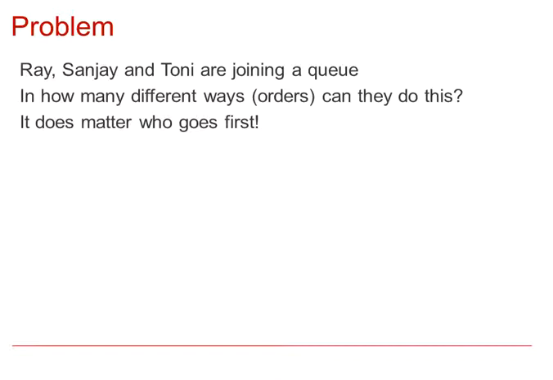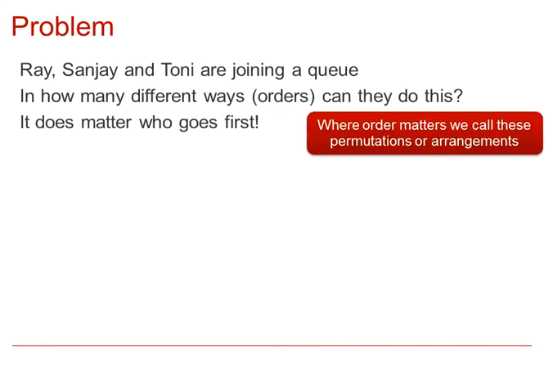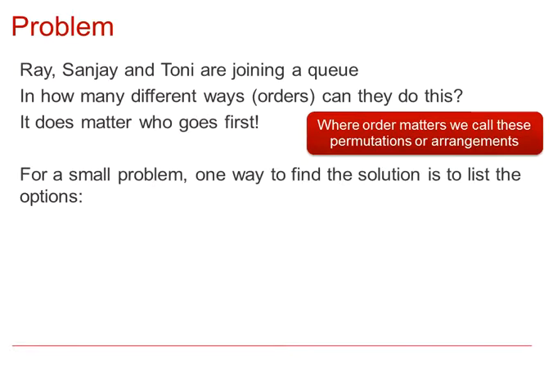Consider three people, Ray, Sanjay and Toni, known as R, S and T, joining a queue. In how many different ways or orders might they do this, if it does matter who goes first? Where order matters, we call these permutations or arrangements. A small problem, one way to find the solution is to list the options.